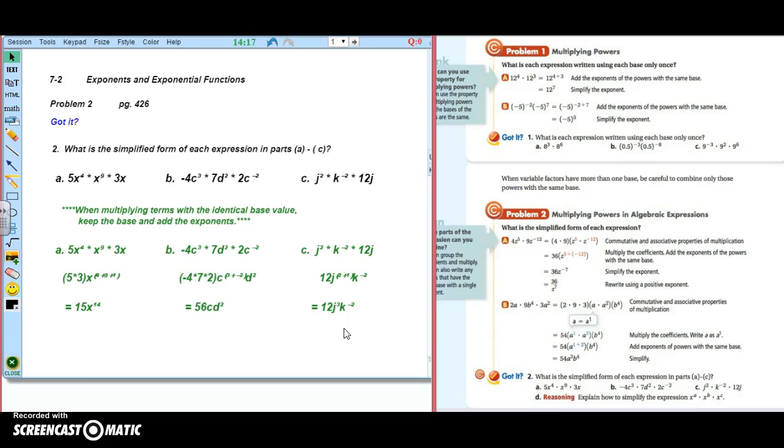As long as it is all multiplication, the order that you do them in doesn't matter, which is why we can combine our like variables.